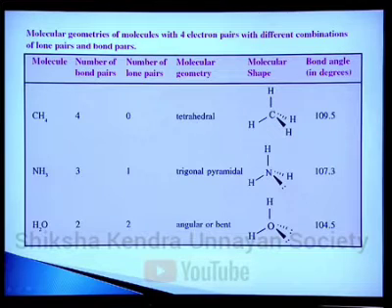In the methane molecule, the central carbon atom has 4 valence electrons and it shares 4 electrons with 4 hydrogen atoms. So, there are a total of 4 bond pairs. However, in ammonia, you will find here 3 bond pairs and 1 lone pair. And in water, 2 lone pairs and 2 bond pairs.